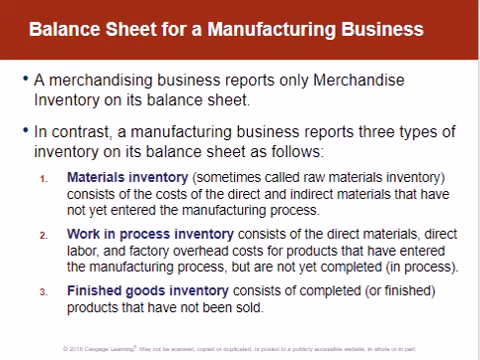Finished goods inventory consists of completed or finished products that have not been sold. So finished goods, this would be after the cake has been baked and is ready to go, ready to be eaten. Now it is placed in finished goods.